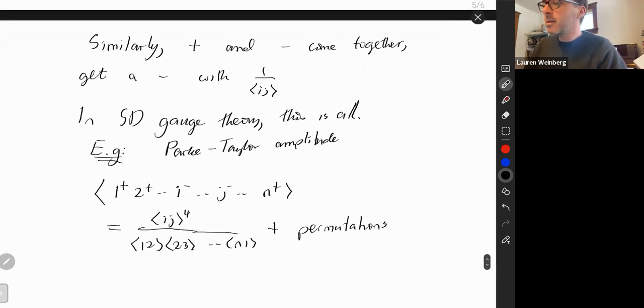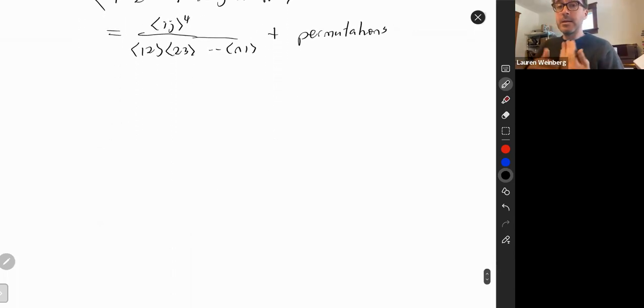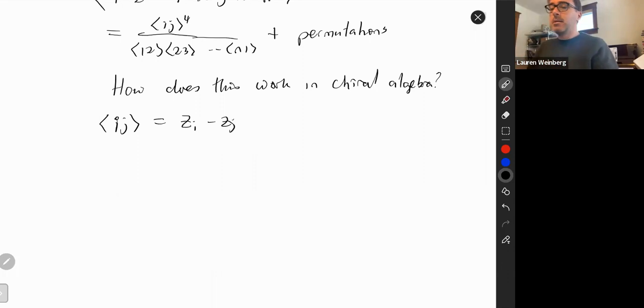Okay. So how to do this in the chiral algebra? Well, ij is simply zi minus zj. So if we have these poles, we know how to define the OPE.